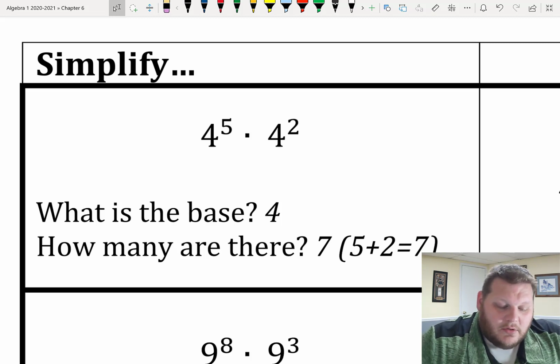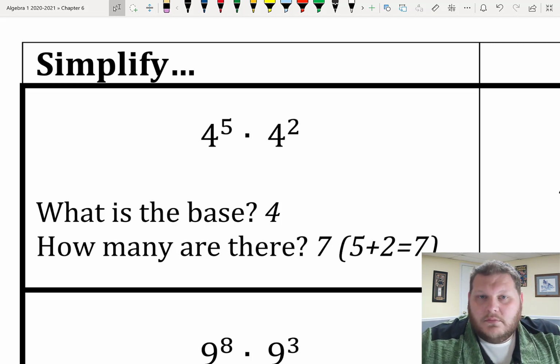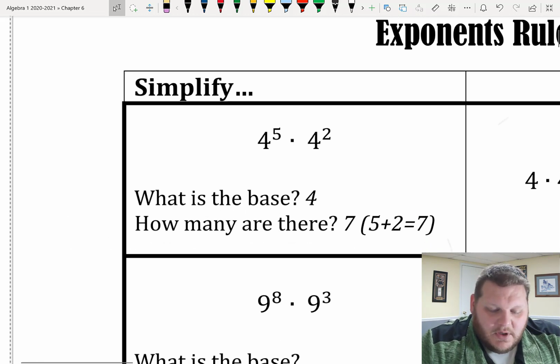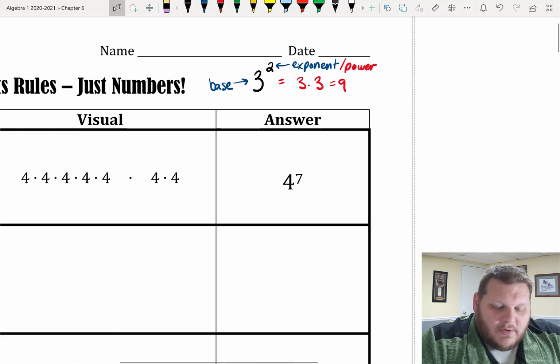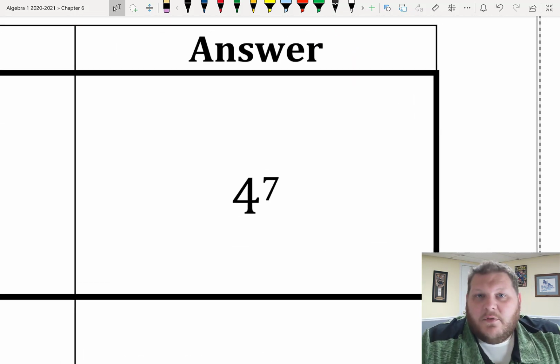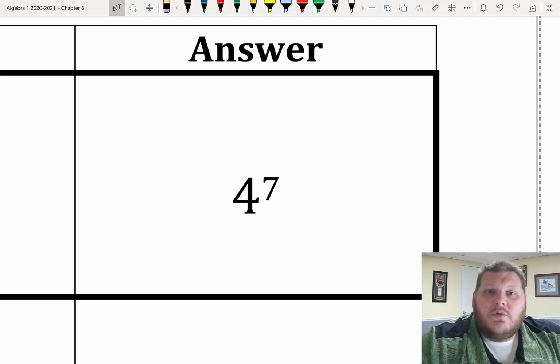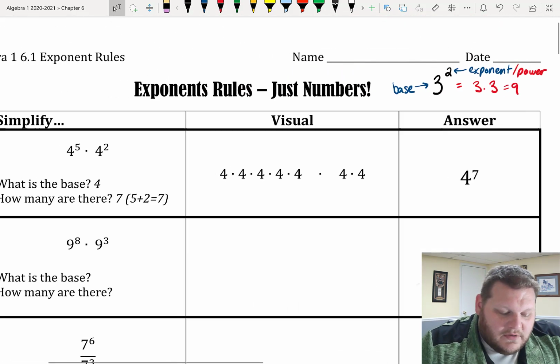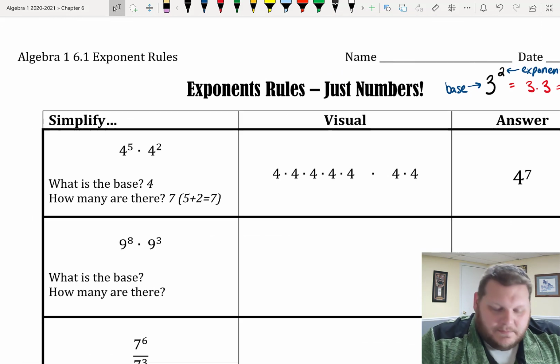So in total, there are 7 fours. We have 2 distinct exponents, but if I add them together, I get 7. 4 to the 5th power, 4 to the 2nd power, 5 plus 2 is 7, which seems almost too convenient, that my answer ended up being 4 to the 7th power, which is our shortcut. If you have 2 of the same bases being multiplied together, all you have to do is add the exponents.